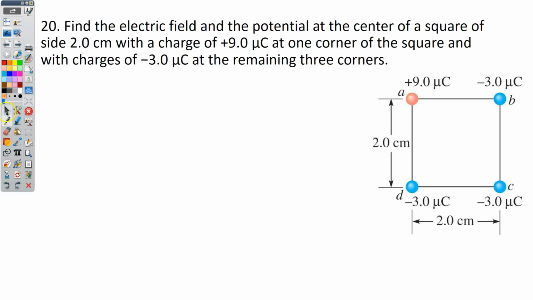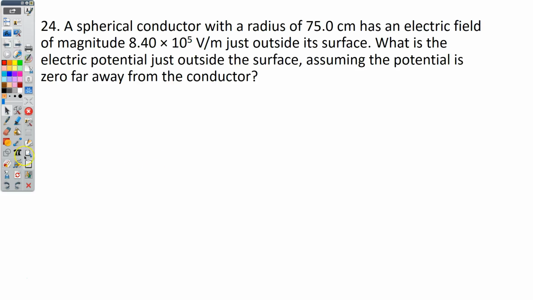Let's go ahead and take a look at the very last problem. Last problem is number 24. Number 24, I have a spherical conductor. So it's kind of like our Van de Graaff generator. It's a circle. It has a radius of 75 centimeters here, which is 0.75 meters, and has an electric field equal to 8.4 times 10 to the 5th volts per meter just outside of the surface.